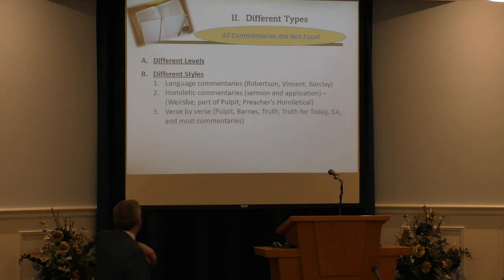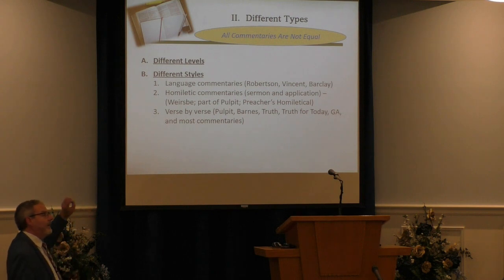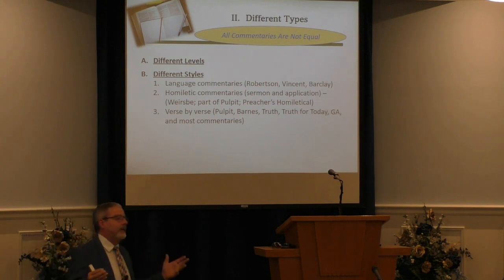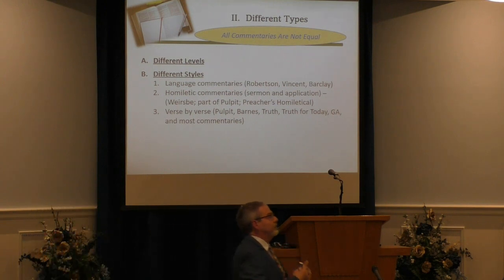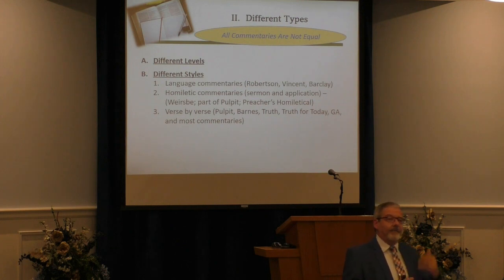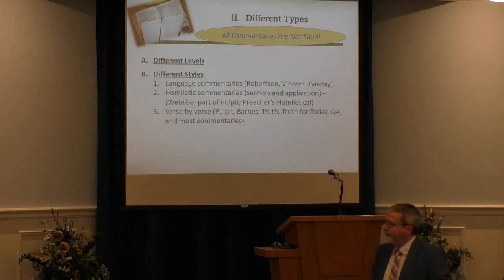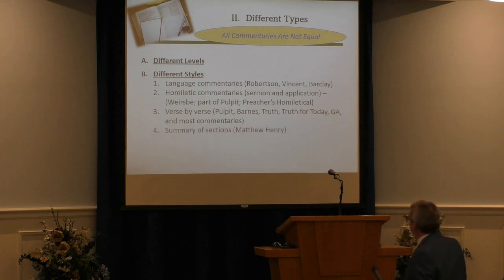Preacher's Homiletical fits that. Most of your commentaries fit into the verse-by-verse: Pulpit, Barnes, Truth for Today, Gospel Advocate, and most commentaries fit into that, where you open it up and it's just verse-by-verse. So James chapter 5, verse 1, then followed by verse 2 all the way through the end of the chapter. Make sense? I'm just trying to get you to see different styles. Some just summarize a section.